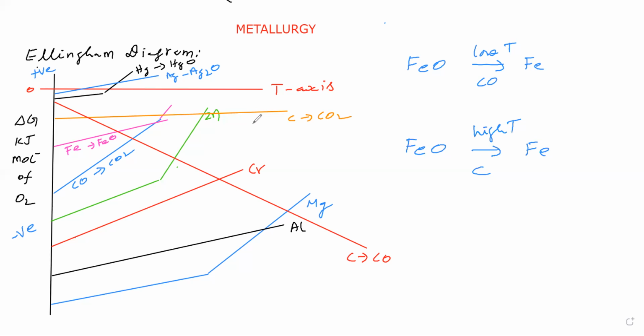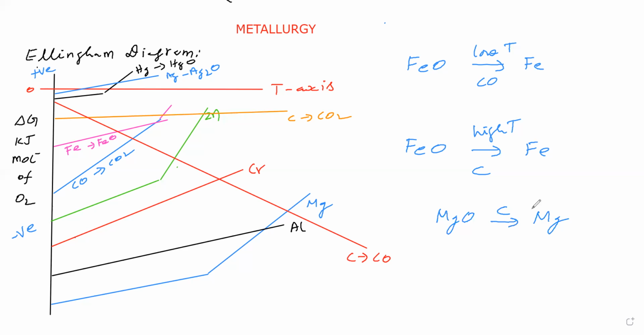Now see, the carbon into carbon monoxide graph is below magnesium. So to convert magnesium oxide into magnesium, we can use carbon as the reducing agent at a particular temperature. To convert aluminum oxide into aluminum, we can use carbon as the reducing agent. To convert any metal oxide into metal, we can use carbon as the reducing agent because it has a negative slope. There is no doubt, but you have to provide the required temperature.